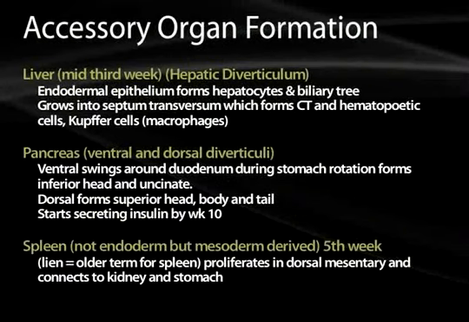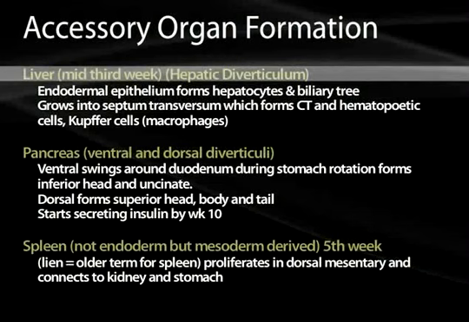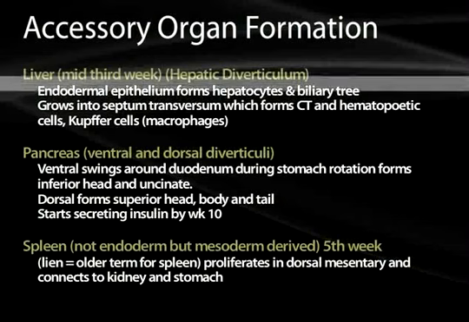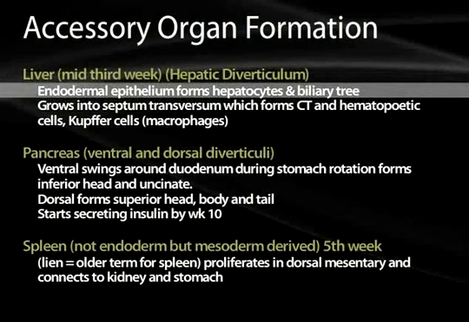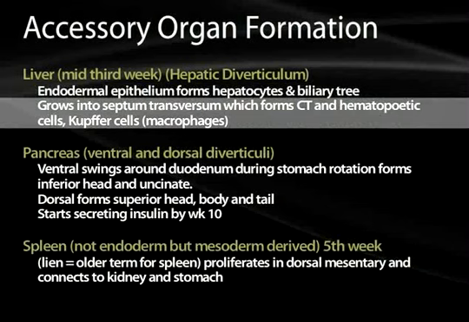Let's look at the accessory organ formation. The liver forms around mid-third week after a hepatic diverticulum comes off of that caudal foregut. The endodermal epithelium will form hepatocytes and a biliary tree, and it will grow up into the septum transversum, which is portion of the diaphragm, which will form the connective tissue and the hematopoietic cells and Kupffer cells, or macrophages, in the liver.